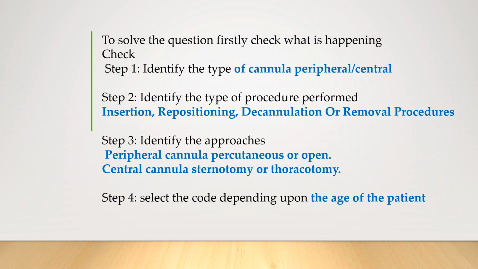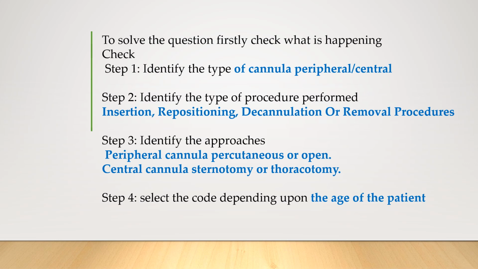Now, whenever you are solving a question related to ECMO, you first need to identify the type of cannula, whether it is peripheral or central. Secondly, identify the type of procedure performed, whether it is insertion, repositioning, or removal, which is also called decannulation. Step 3 is to identify the approach: if it is a peripheral cannulation, are you doing it percutaneously or open, and for a central cannula, is it a sternotomy or thoracotomy. The age of the patient is also an important consideration.